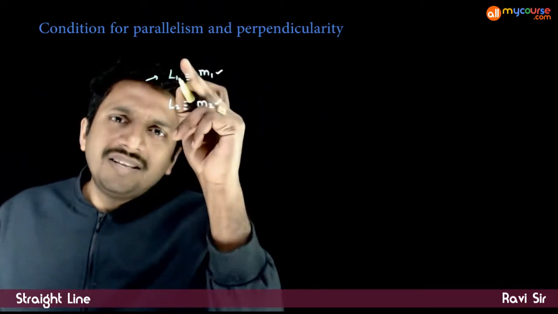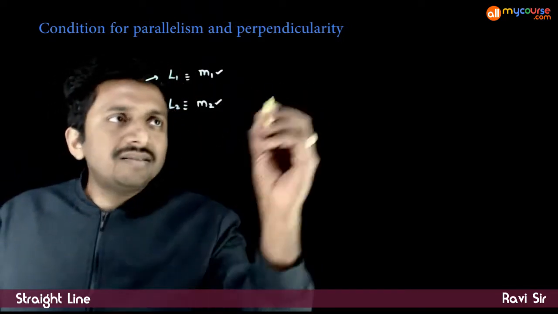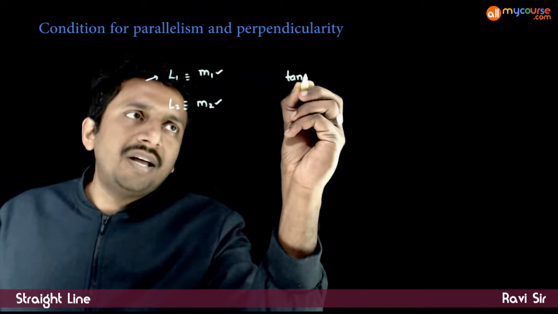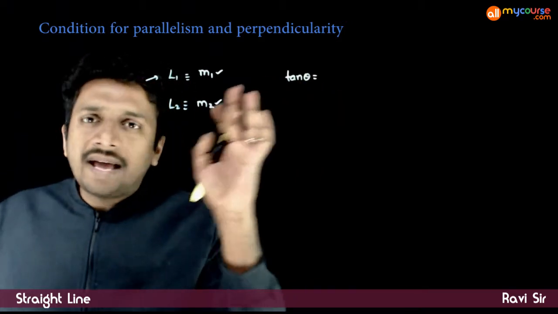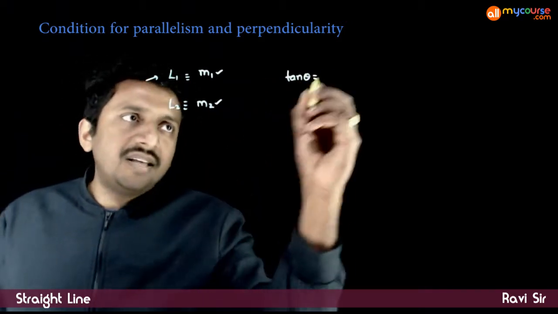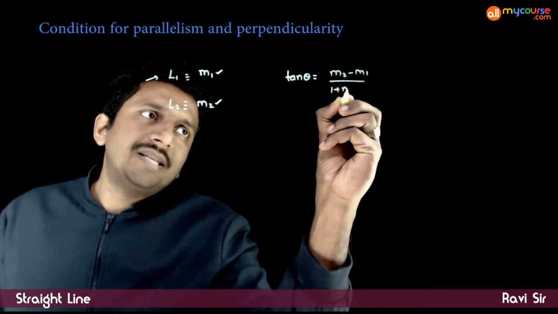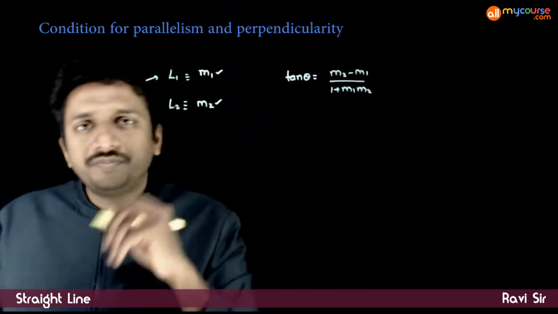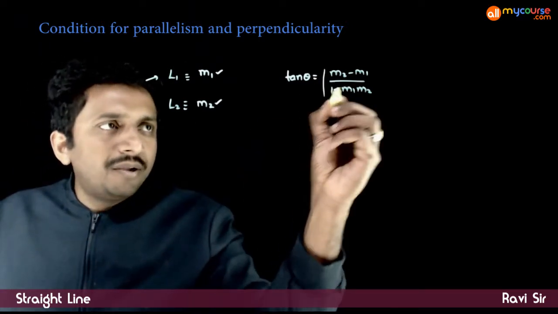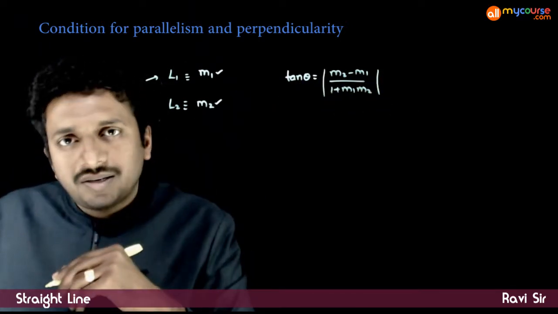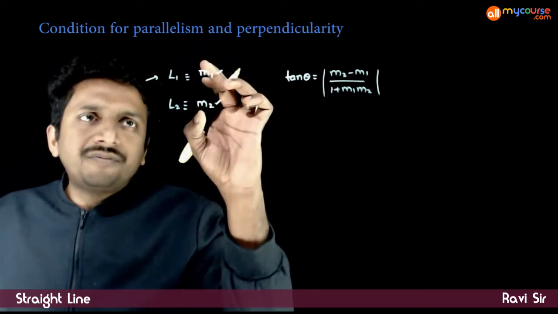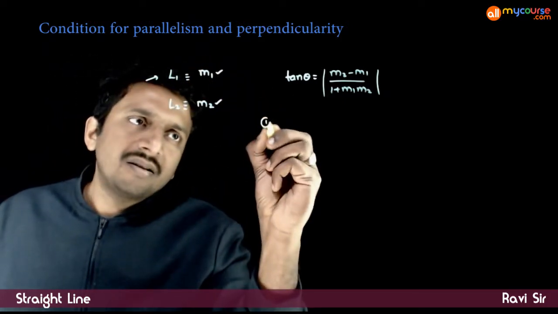Now, what is the angle between these two straight lines? We have already derived the formula. Tan of the angle between the two straight lines is (M2 minus M1) by (1 plus M1 M2). So if you want the acute angle, you can directly put a mod.